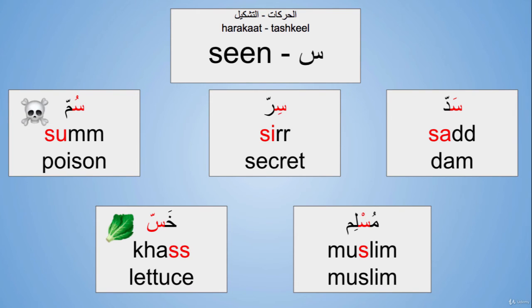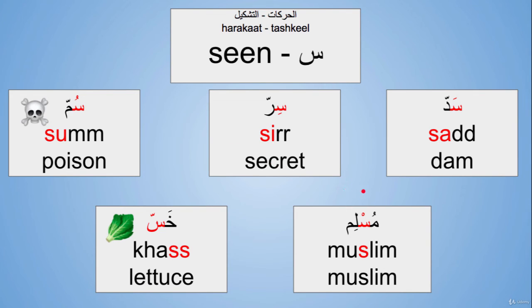Moving on to the letter Sin, let's see how the diacritics work with it. So the letter Sin with fatha becomes Sa, like the word Sad, or dam in Arabic. And Sin with kasra becomes Si, like the word Sir in Arabic, which means secret. And with Dhamma it becomes Su, like the word Sum in Arabic, which means poison.